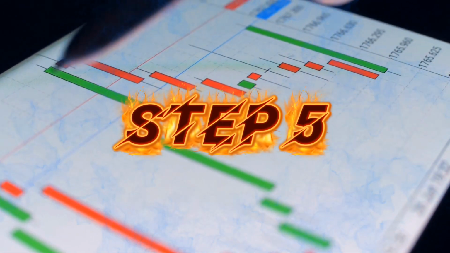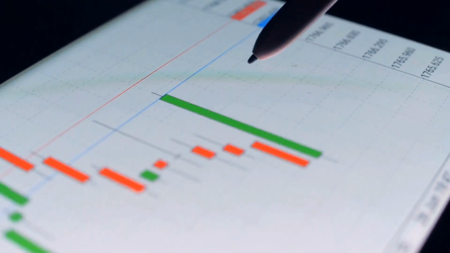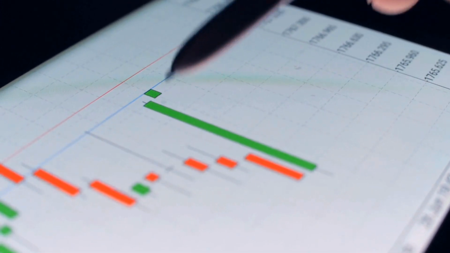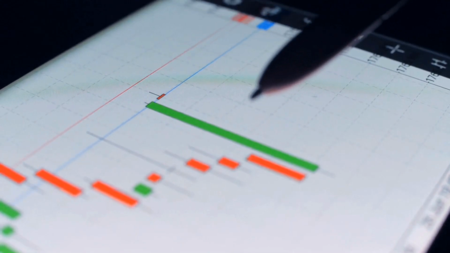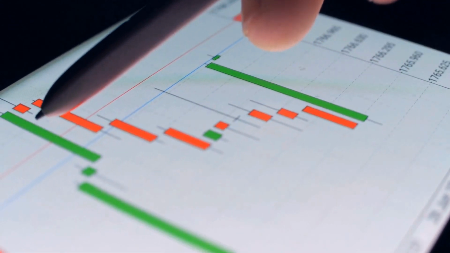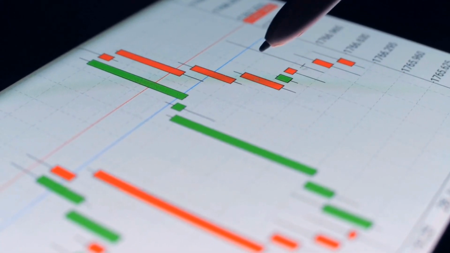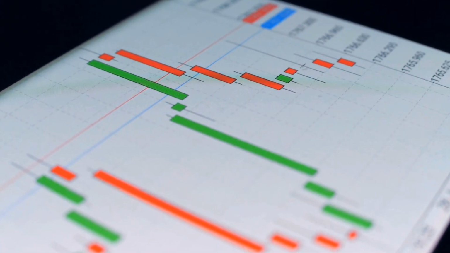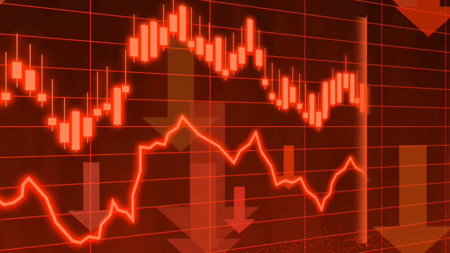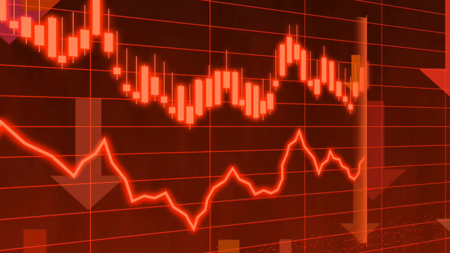Step 5. Follow the trend, never fight it. The most important reason most traders end up taking losses is that they trade against the trend. What does that mean? It means if there's an uptrend, some traders think, well, the price has already gone up a lot, so I'll just sell here because it's bound to drop. Or if there's a clear downtrend, they think, hey, it's fallen so much, it must be a good time to buy now. In reality, that's a common mistake that causes most losses.